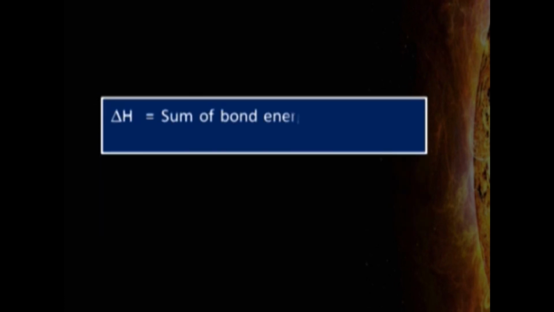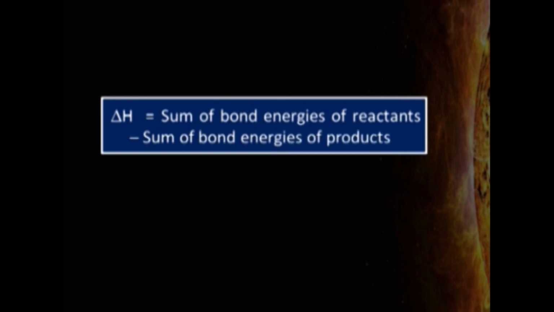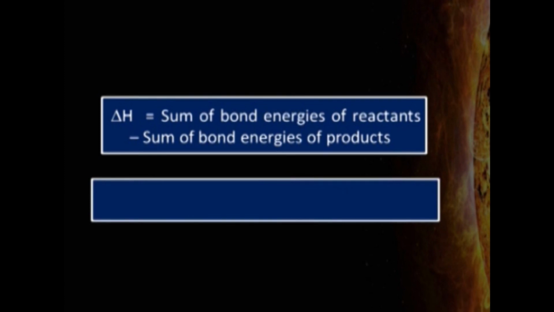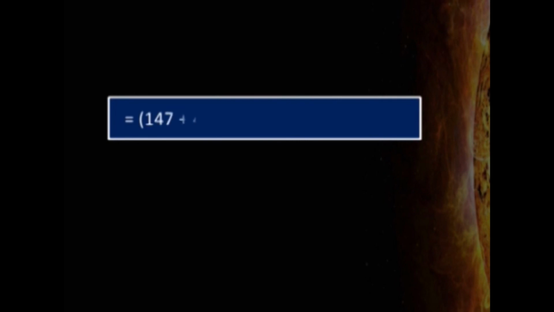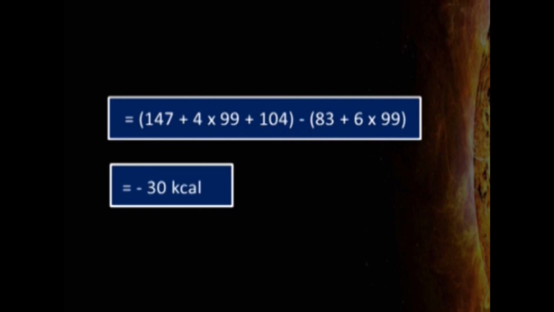Delta H reaction will be equal to sum of bond energies of reactants minus sum of bond energies of products. Therefore, delta H of reaction will be equal to bond energy of carbon double bond carbon plus 4 into bond energy of carbon-hydrogen bond plus bond energy of hydrogen-hydrogen bond minus bond energy of carbon-carbon bond plus 6 into bond energy of carbon-hydrogen bond, which is equal to 147 plus 4 into 99 plus 104 minus 83 plus 6 into 99, which is equal to minus 30 kilocalories.